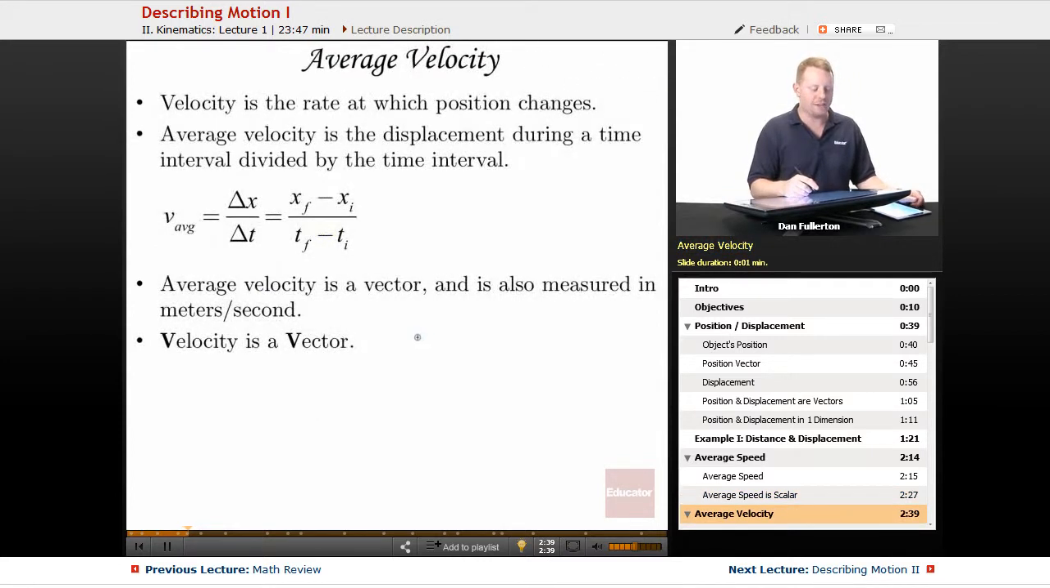If we look at velocity, on the other hand, velocity is the rate at which position changes, and position is a vector, so the rate at which it changes is also a vector, velocity. Now, average velocity is the displacement during a time interval divided by the time interval, not the distance. So average velocity is a vector, it has a direction, but it also has units of meters per second, and they're awfully easy to confuse because they get the same symbol v. Velocity, v, is a vector. Speed, s, is a scalar, s.